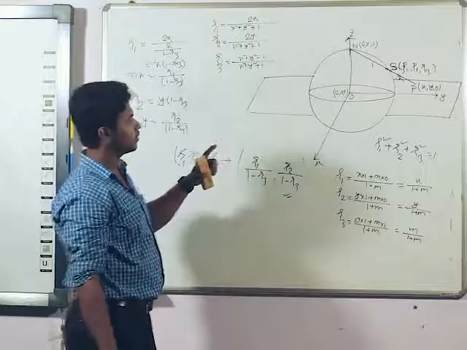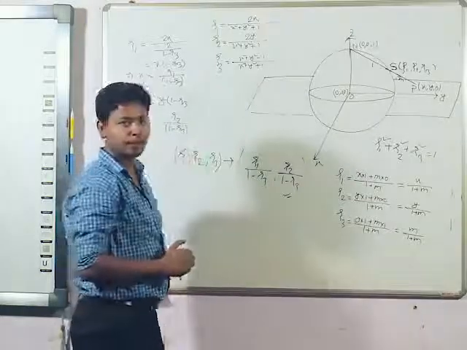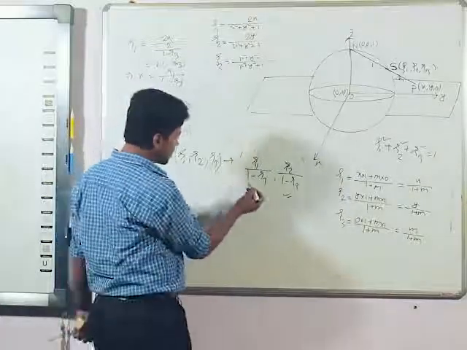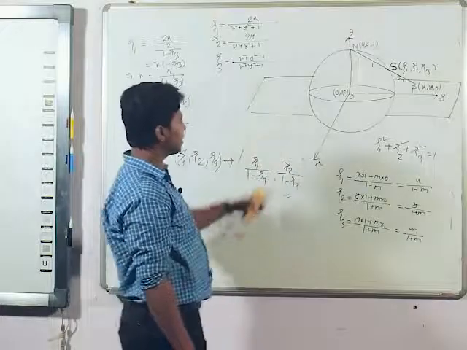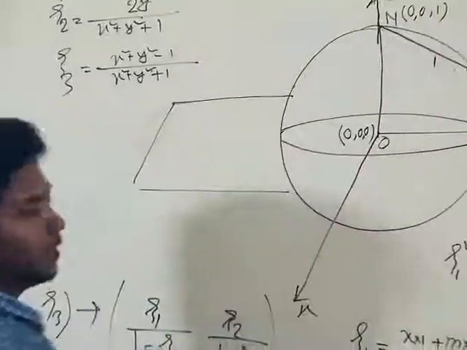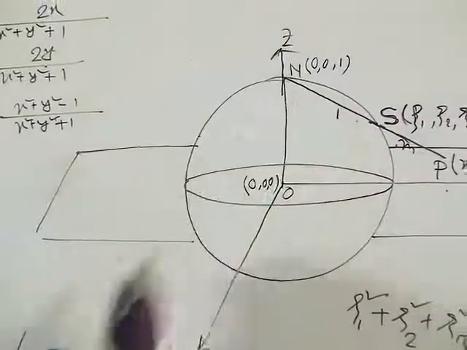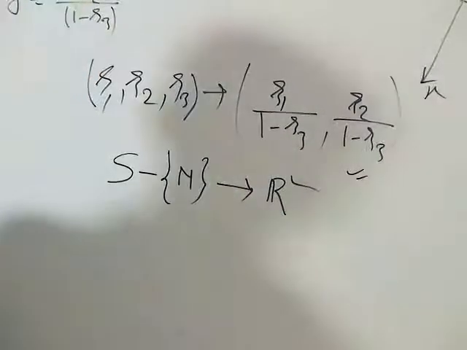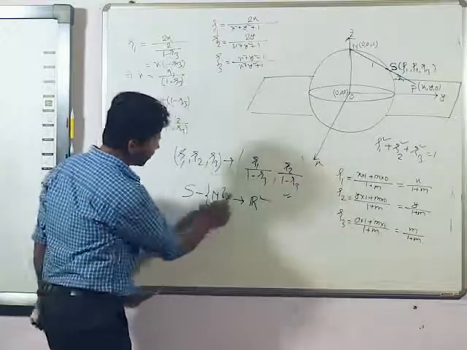But for the north pole 0, 0, 1, here xi1 equals 0, xi2 equals 0, xi3 equals 1. But if we put the value of xi3, then it will be infinity. Here we call the extended complex plane. The image of the point N will be infinity, that is the extended complex plane. But without the point N, that is S minus N goes to R2, there will be a one-to-one correspondence between S minus N and R2.